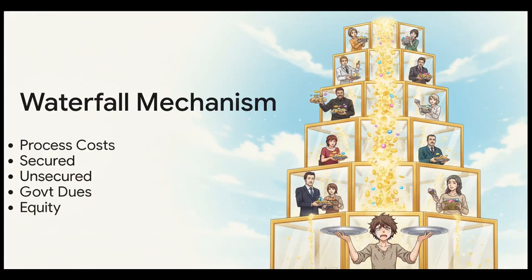Now, if that 330-day process fails, the company is liquidated. And when the assets are finally sold off, we follow the Section 53 waterfall mechanism. Let's walk through this logically from top to bottom. Who eats first? Number 1, the cost of the CIRP process itself. You gotta pay the liquidator. Number 2, secured creditors and workmen. Number 3, unsecured creditors. Number 4, the government takes its taxes. And at the very, very bottom, number 5, the equity shareholders.